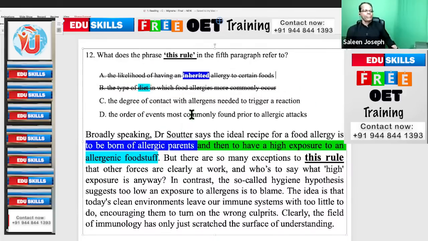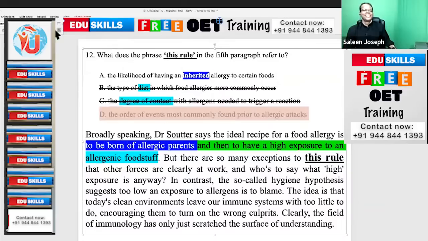Then the third one: the degree of contact with allergens needed to trigger a reaction. Does this rule speak of how much contact should be there with the allergens? You should eat the food 3 times a day, 2 times a day, 5 times a day, or continuously keep the food inside your stomach? Does it mention that in this particular highlighted sentence? No. Nothing else you need to think. In a lexical question, only use the previous sentence or the next sentence. So it's very difficult to find out the correct answer, right? Where is the correct answer? Then you need not understand the fourth option. Already you have eliminated 3.